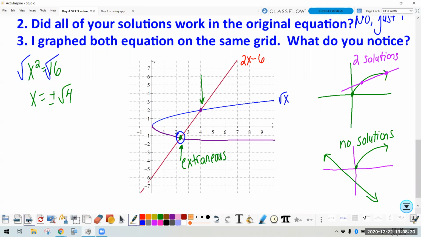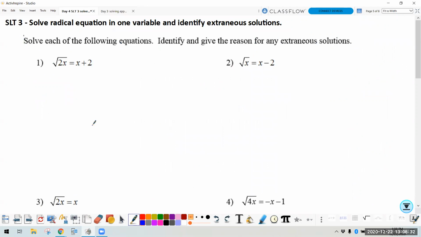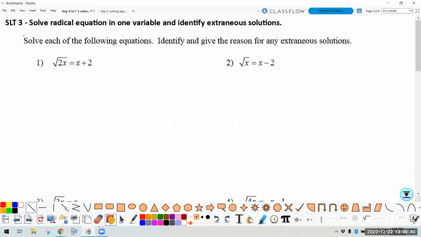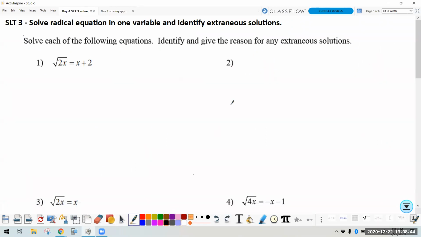Okay, so let's practice some more. We're going to get hopefully these 4 problems done. So write down number 1. Number 1 is the square root of 2x equals x plus 2.